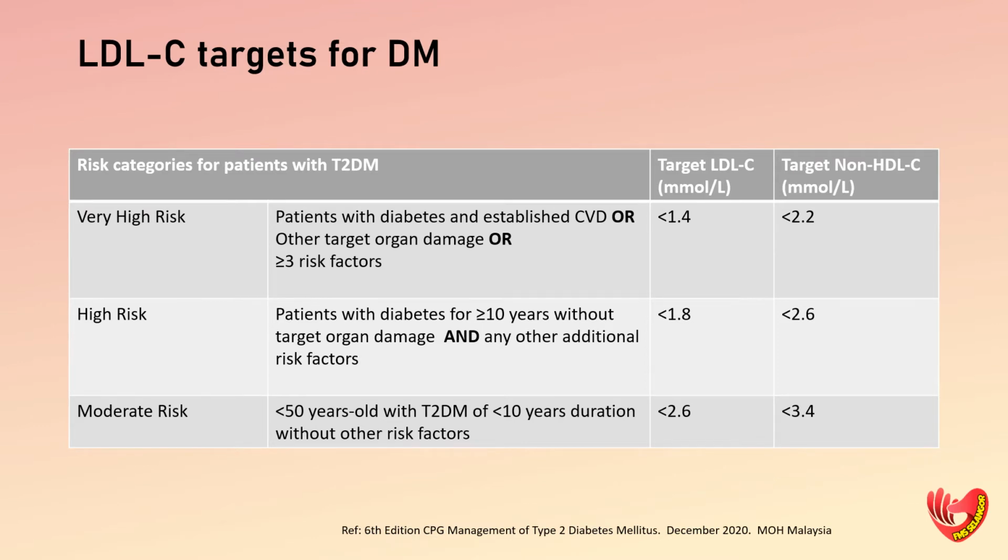For diabetic patients with established CVD or other target organ damage or 3 or more risk factors, they will be in the very high risk categories, and the target LDL level is now less than 1.4. Patients with diabetes for 10 years or more, without target organ damage and any other additional risk factors, are in the high risk category, and the target LDL is less than 1.8. Moderate risk is those diabetics aged less than 50 years with duration of diabetes less than 10 years without other risk factors. Their LDL target is less than 2.6.